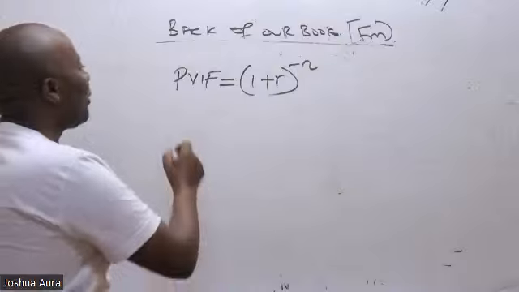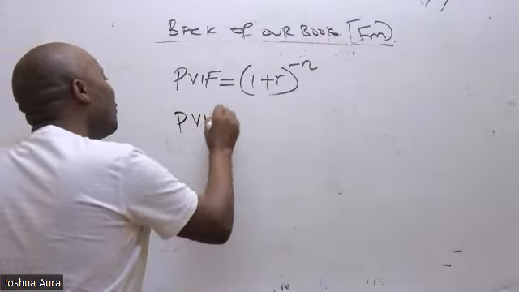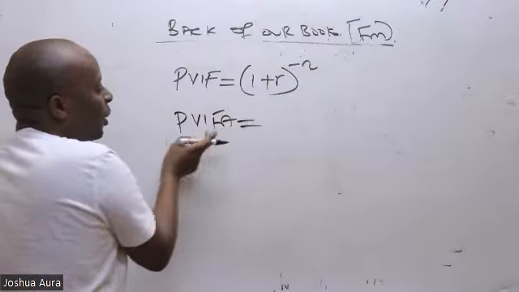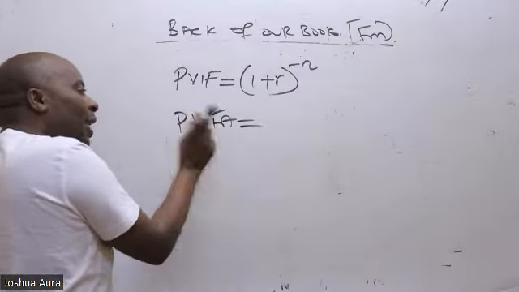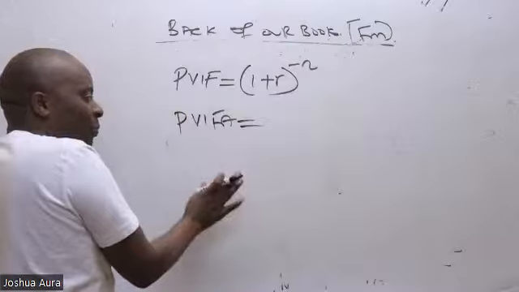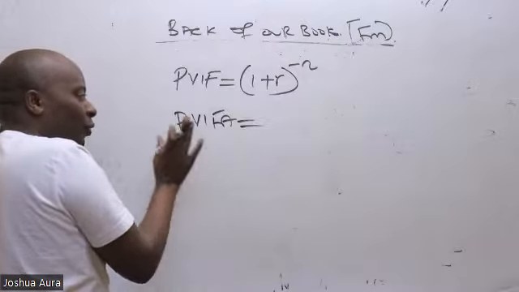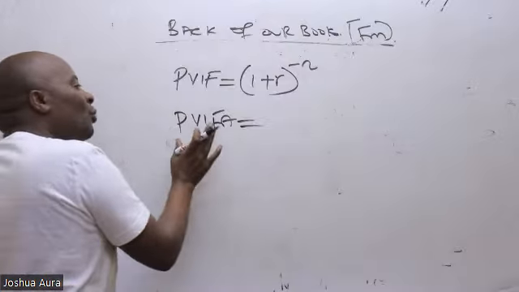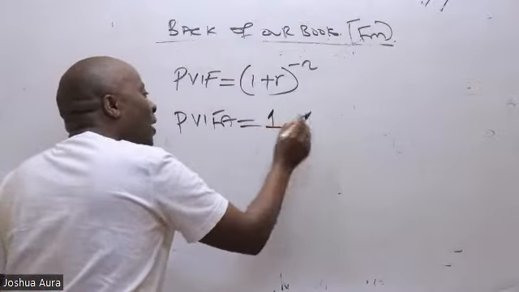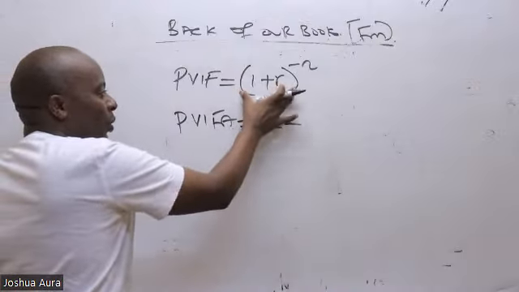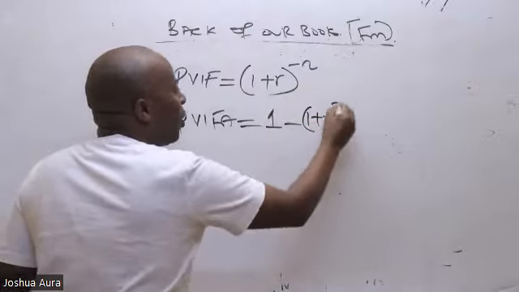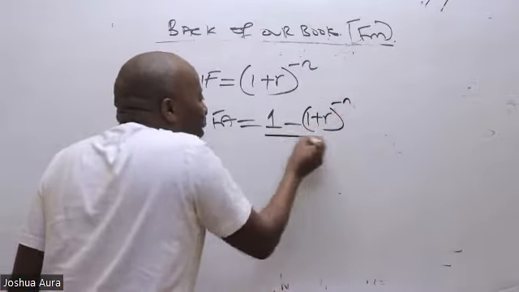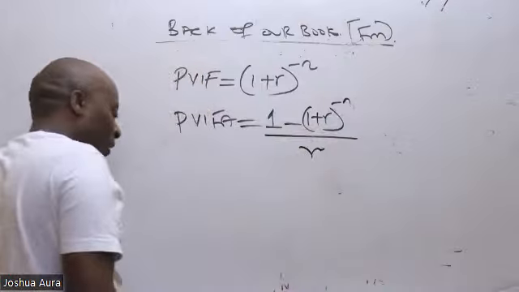And then, ladies and gentlemen, when we talk of the PVIFA formula, of course, you'll be able to read some of these figures from tables that will be given to you, but it's also very important for you to know the formulas. Now, listen, when it comes to PVIFA, we say 1 minus this smaller formula, which is 1 plus R raised to negative N, and then you divide everything by R.